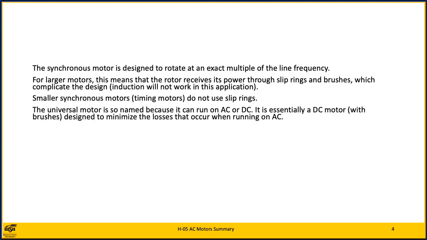The universal motor is so named because it can run on AC or DC. It is essentially a DC motor with brushes designed to minimize the losses that occur when running on AC.